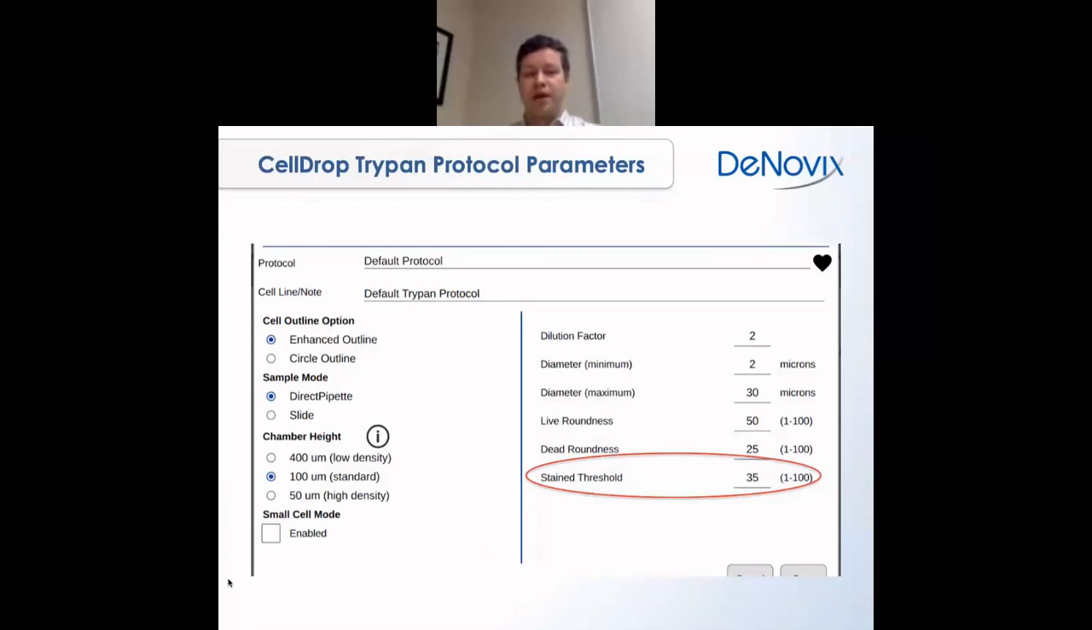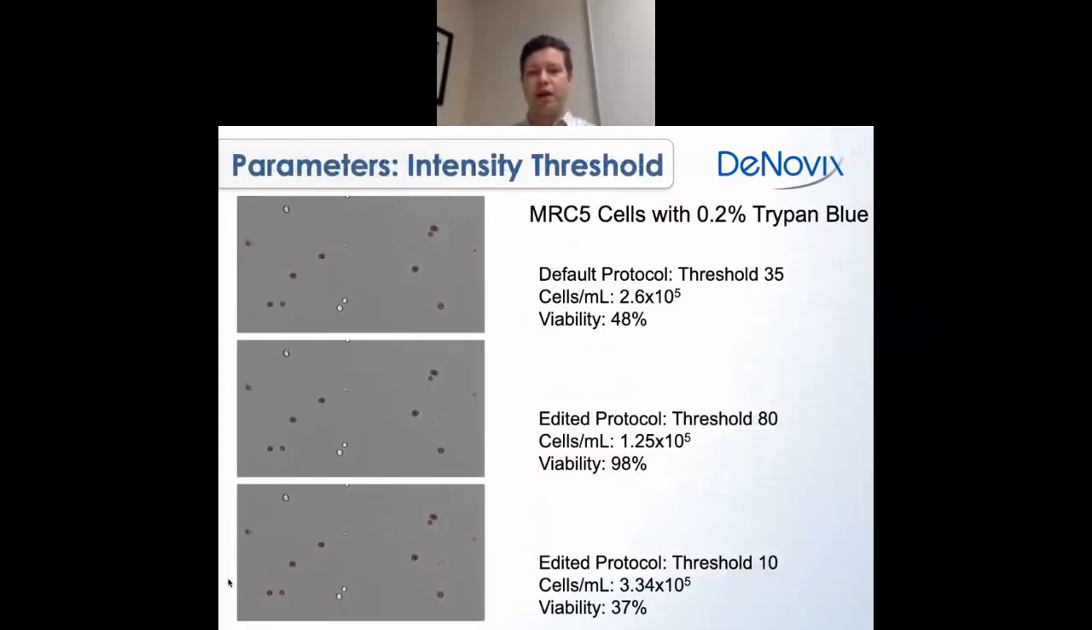So the next parameter I want to talk about is the thresholds. So how dark something needs to be counted as a cell. Our default protocol for trypan blue, the threshold is 35. So that's sort of on the lower side, 50% being right in the middle of the grayscale. So that's looking to say how dark do you need to be counted as a dead cell?